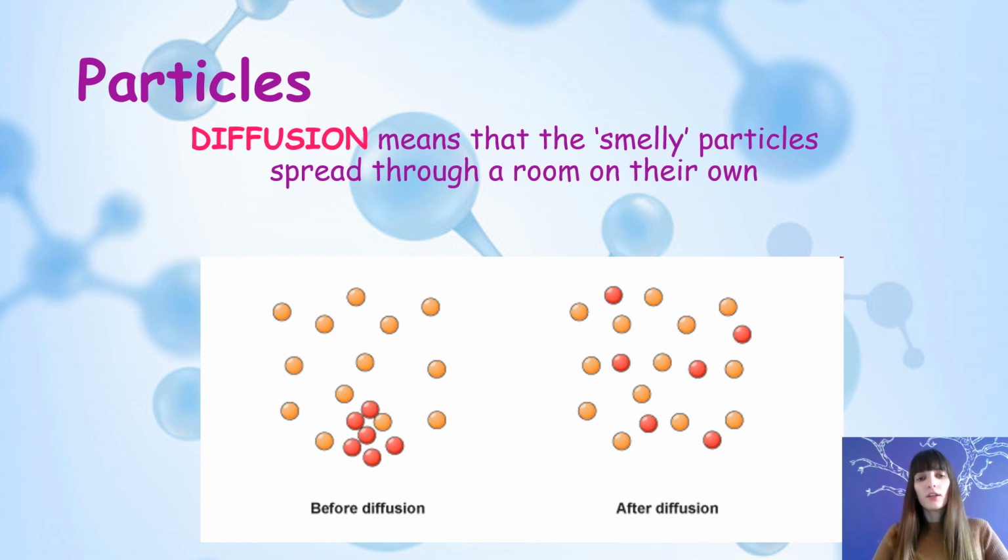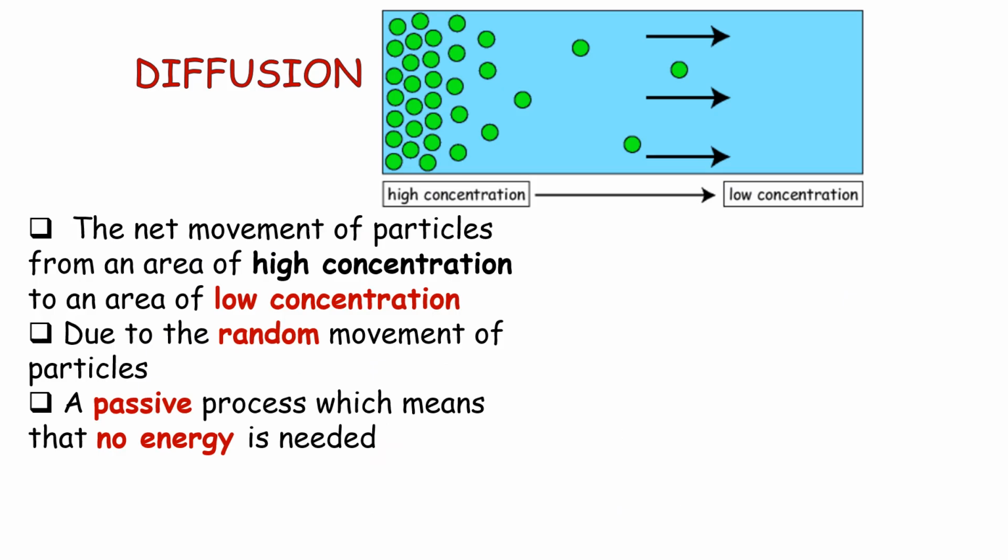On the diagram here, you can see particles before and after diffusion. So the particles are all clumped together. Imagine that you've sprayed some aftershave. It's really clumped together and eventually it spreads around the room. So diffusion means that the smelly particles spread through a room on their own. No energy is needed for this, it just happens. It goes with the flow automatically.